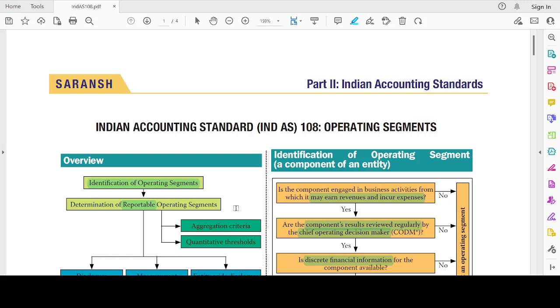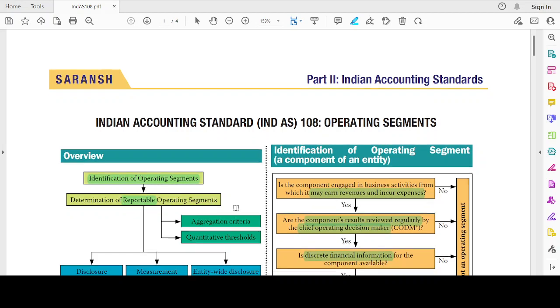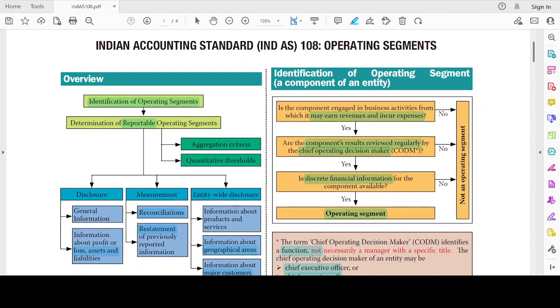Hi everyone, in this video let's discuss Ind AS 108 Operating Segments, a simple and easy standard. So let's begin with it. We are going to identify the operating segment, then determine the reportable segment, which is based on the aggregation criteria and the quantitative threshold criteria.